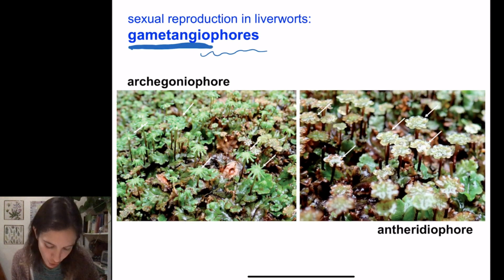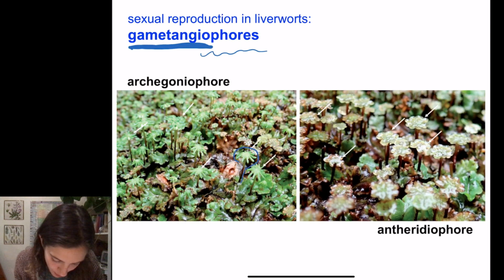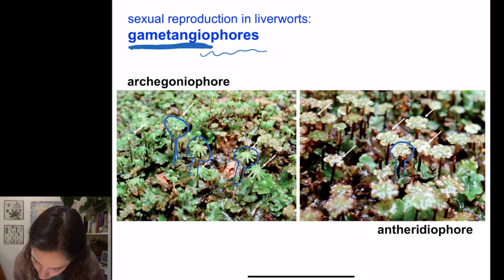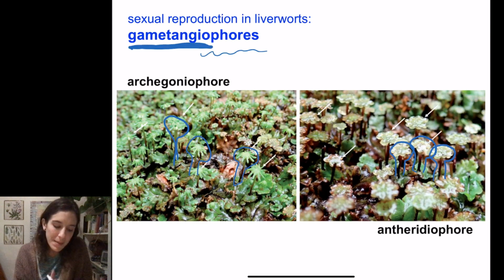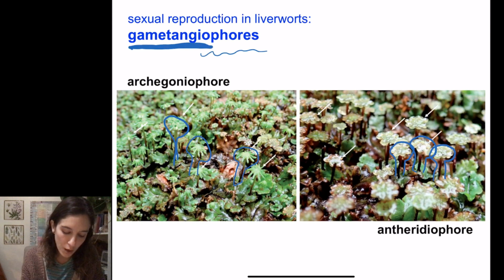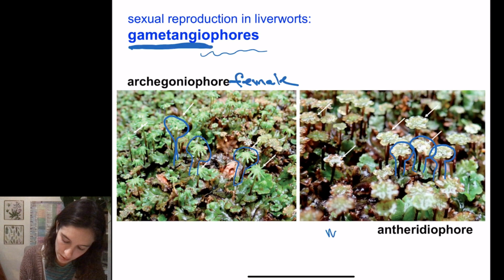And really, it's these structures right here. They're sort of hard to see. They're like these little umbrella-like structures. These are gametangiophores. And we've got some over here, too. There they are. They almost look like little palm trees, but they're very tiny, usually just a centimeter or two tall. The female gametangiophores are called archegoniophores. These are the female ones. And the male gametangiophores are called antheridiophores.